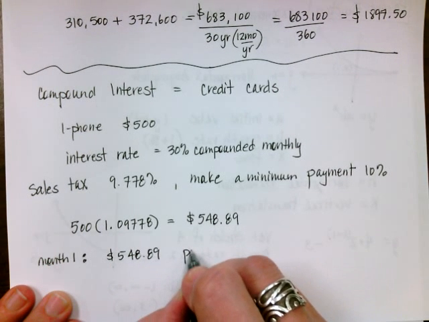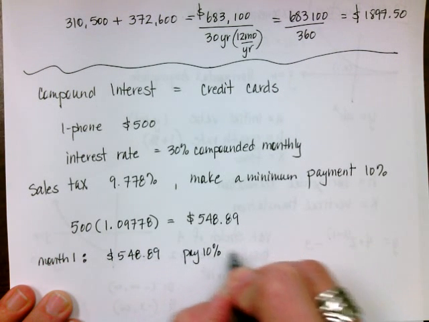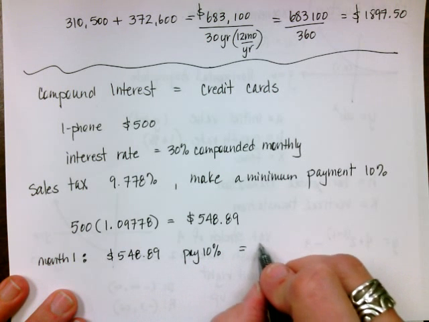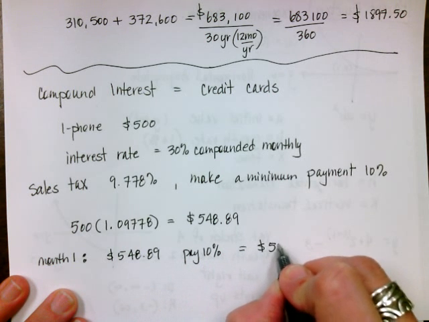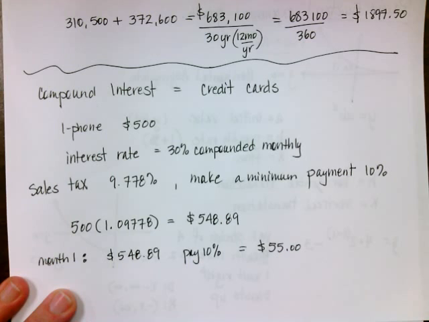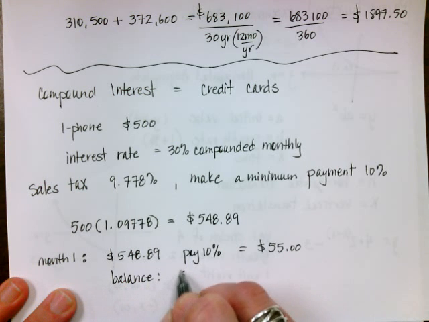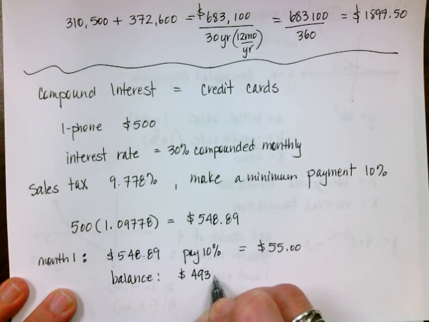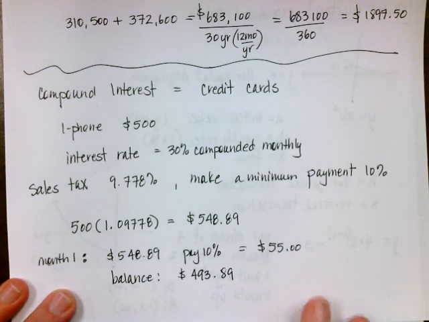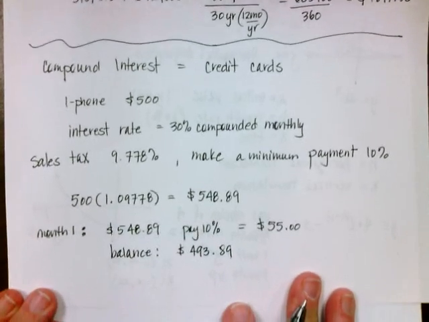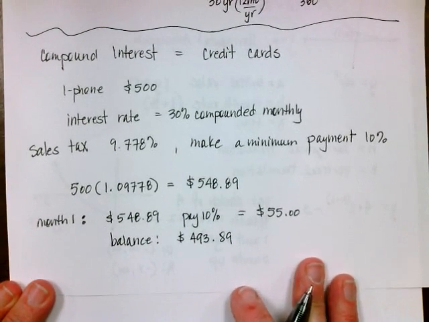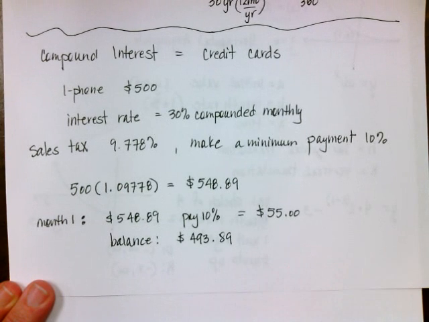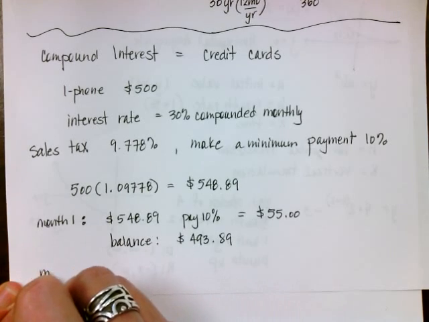And I'm going to pay the 10%, which means I'm going to round it up a little bit and pay $55. Which means that the balance that I didn't pay, or what's left on my credit card, is $493.89. Let's assume that I make no other purchases and that's the only thing on my credit card, which is not realistic, but let's assume that's what people do, or what you're going to do.